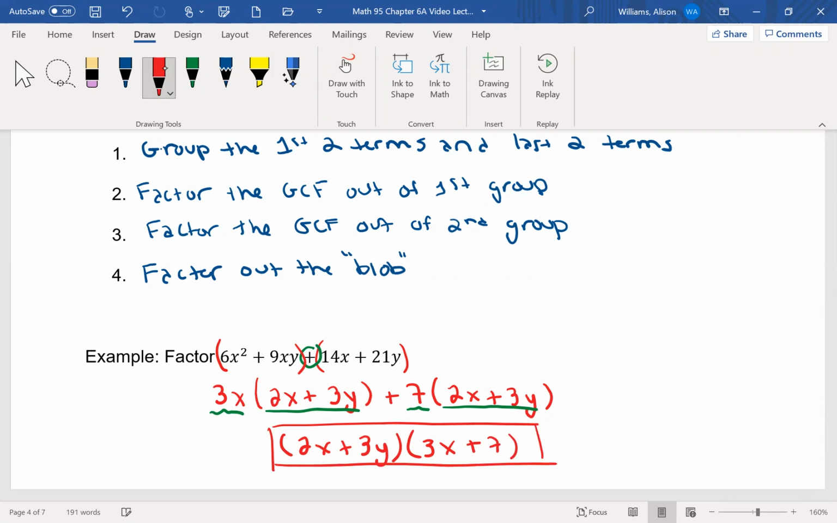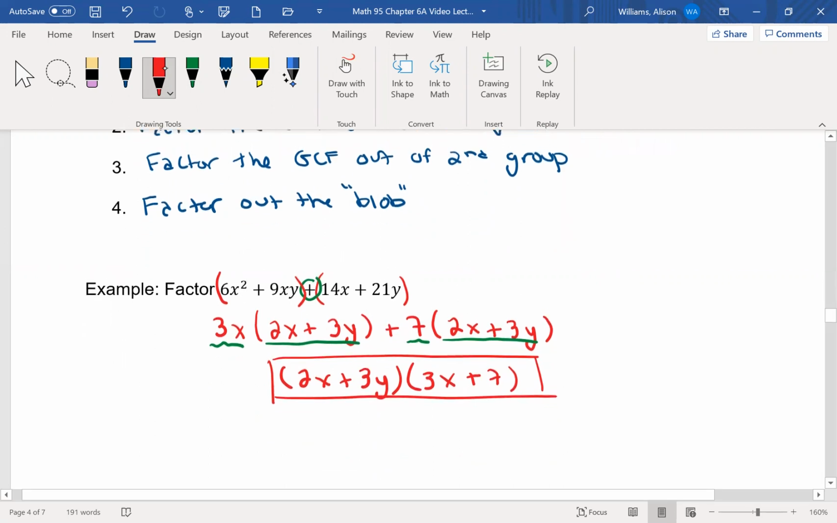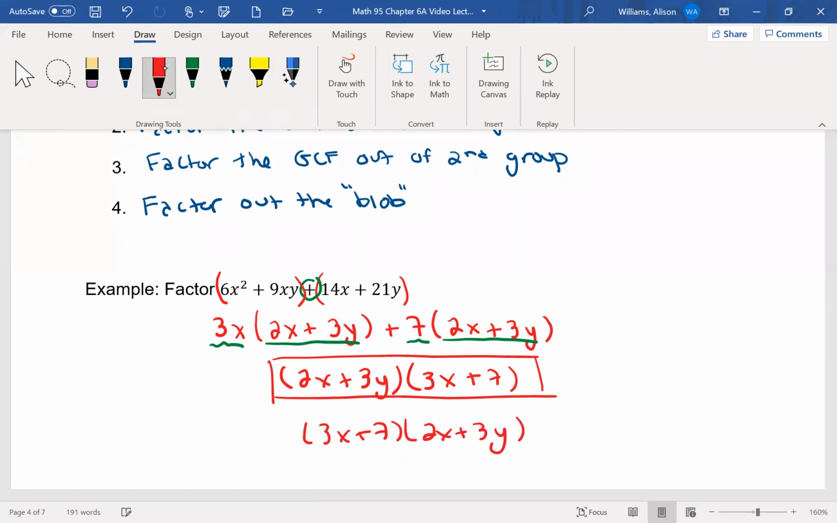By the way, the order really doesn't matter in how I've written the parentheses. If I wanted to, I could have written 3x plus 7 and 2x plus 3y. There's nothing wrong with that. Reversing the order is not going to matter because they'll multiply out to be the exact same thing.